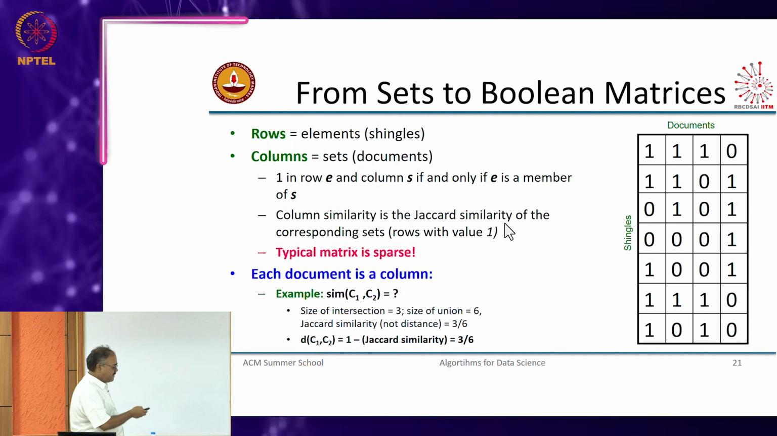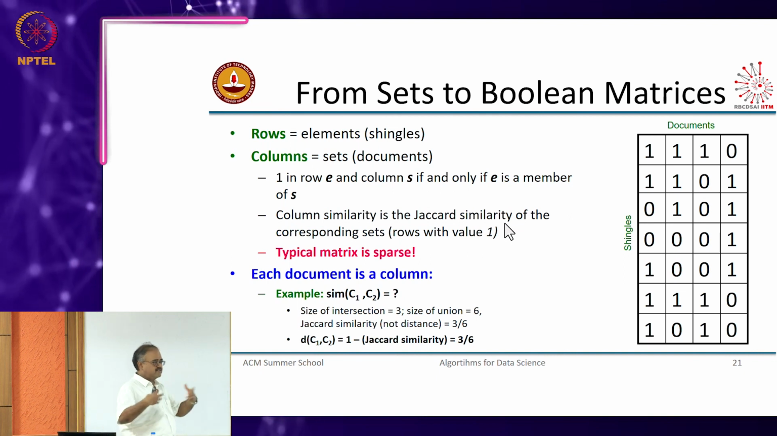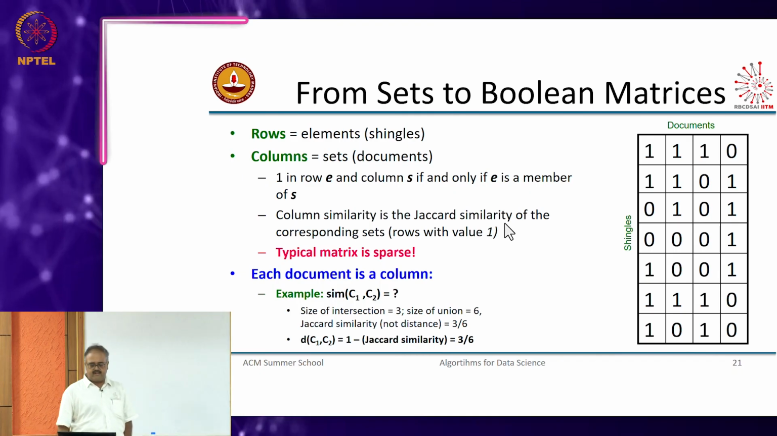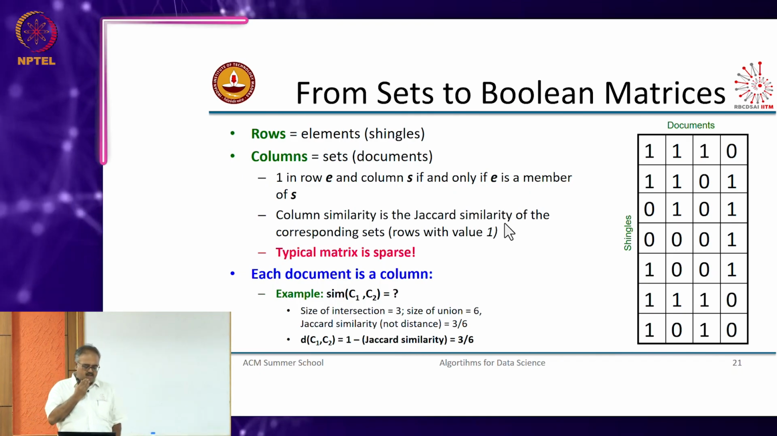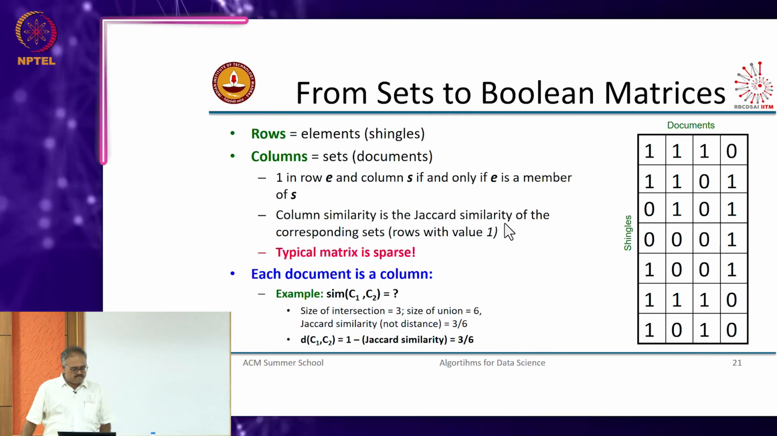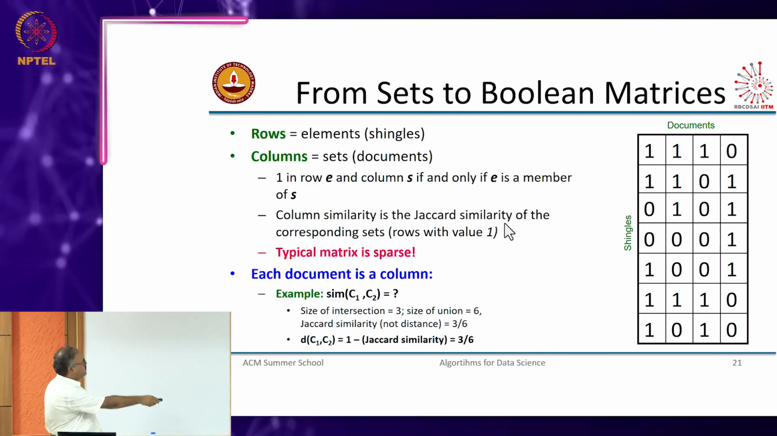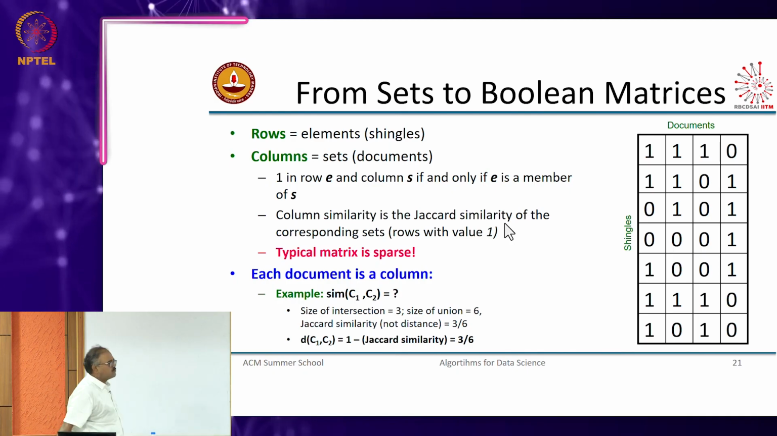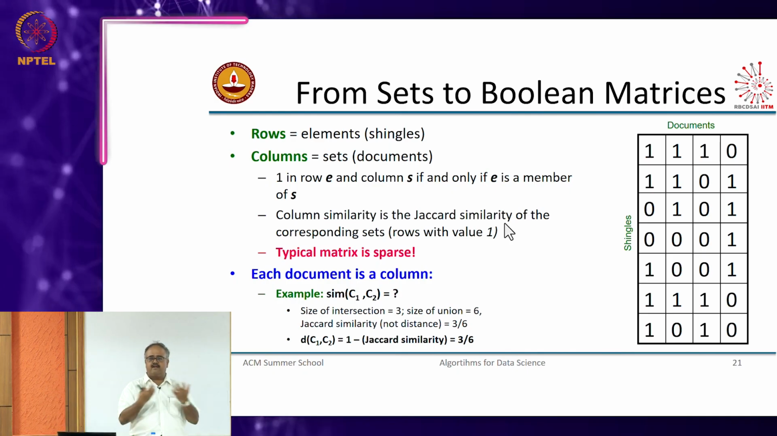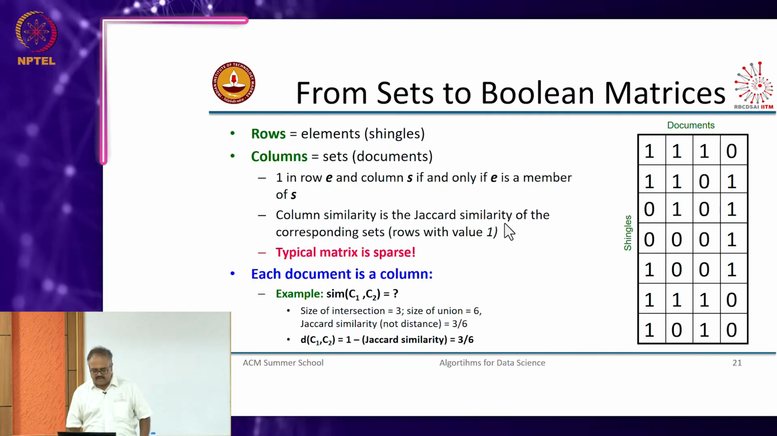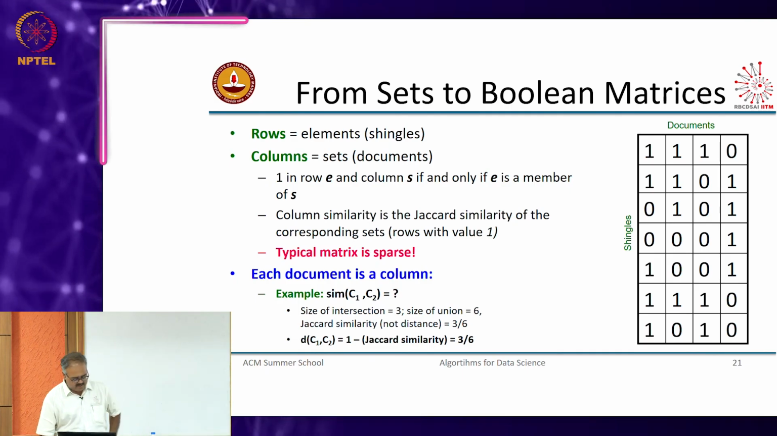So this matrix I'm using just for illustration purposes. Just remember that you will never actually construct this matrix. So can you tell me what's the similarity of C1, C2? Once you have this, it's basically take the two columns corresponding to those, take an intersection and take the union of the two columns, and then you get the similarity.